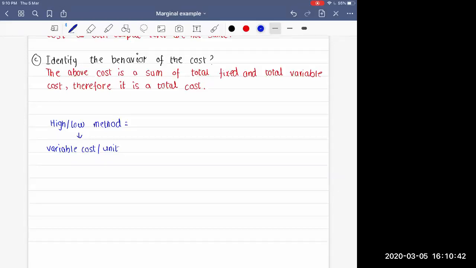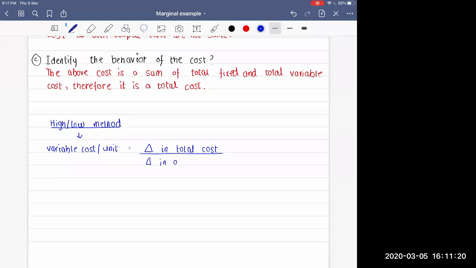So using the high low method, we can calculate variable cost per unit by using a simple calculation which states: variable cost per unit is equal to change in total cost divided by change in output level. For change we can use the economics and maths sign, delta.